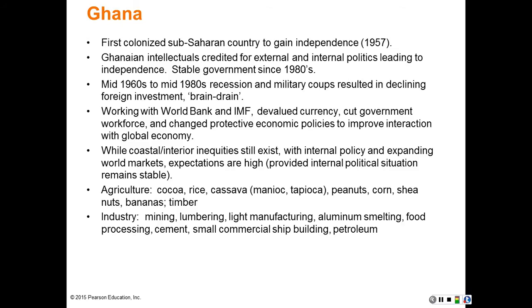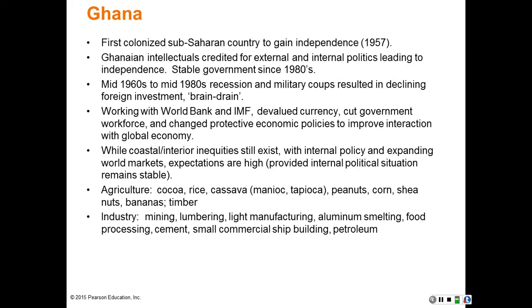Ghana was the first colonized sub-Saharan country to gain independence. That occurred in 1957. Ghanaian intellectuals are credited for external and internal politics that led to the independence. This country has had a stable government since the 1980s. The mid-1960s to the mid-1980s recession and military coup resulted in declining foreign investments and a brain drain, where the intellectuals of the country felt that it was best to leave due to the dangers of residing in this particular country.